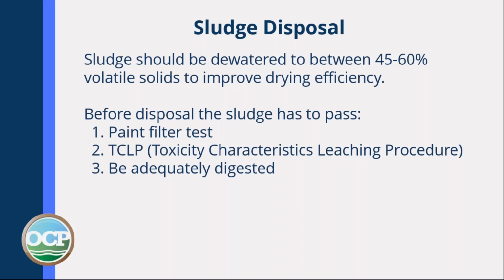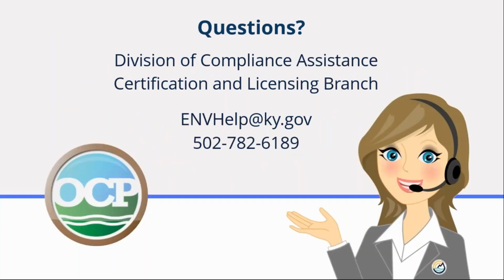You have to run a TCLP, the toxicity characteristic leaching procedure, to look for metals and other chemicals in the sludge. And your sludge must be adequately digested, which is a nice way of saying it can't stink. And that's the end of digesters.